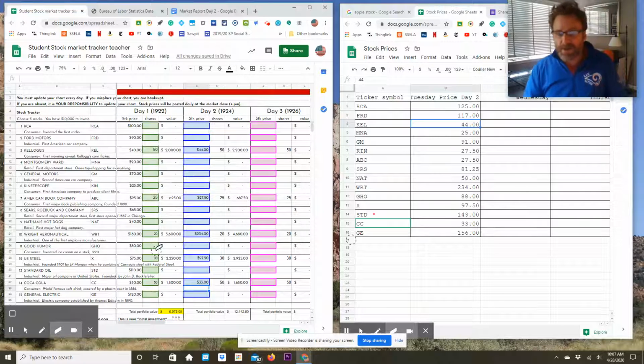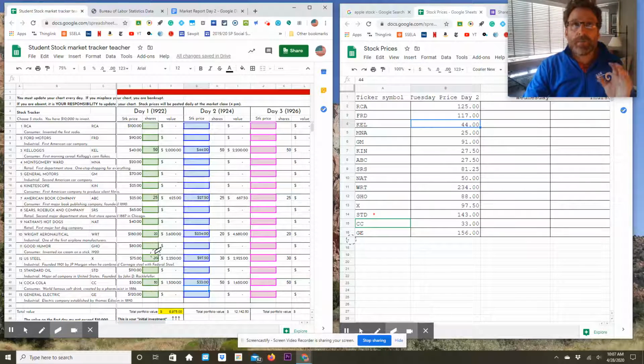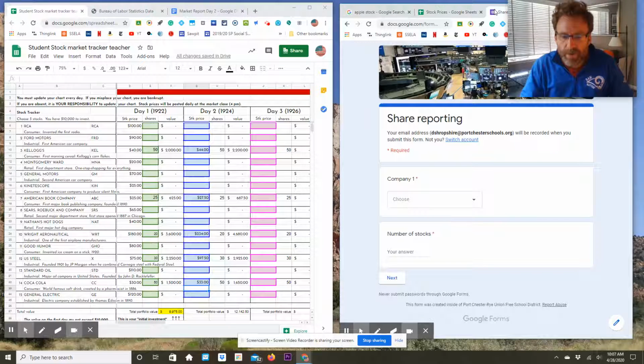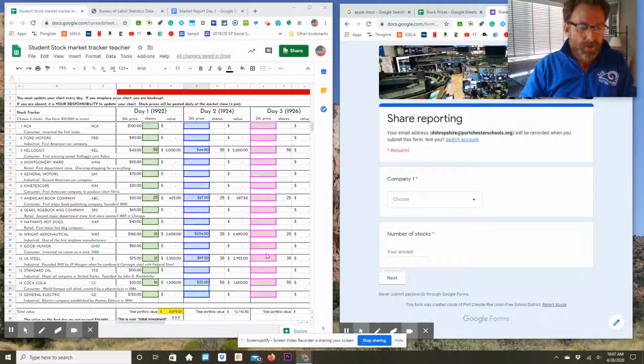So that's job 1 today. Job 2 is you're going to report the number of stocks you bought in the company. So I sent you this share reporting form here. This is very, very simple. You have 5 companies you bought. So you're going to report your company 1, 2, 3, 4, 5.